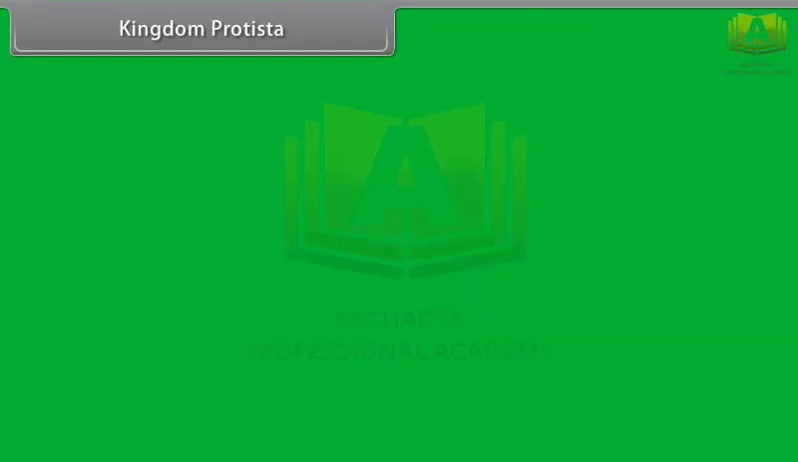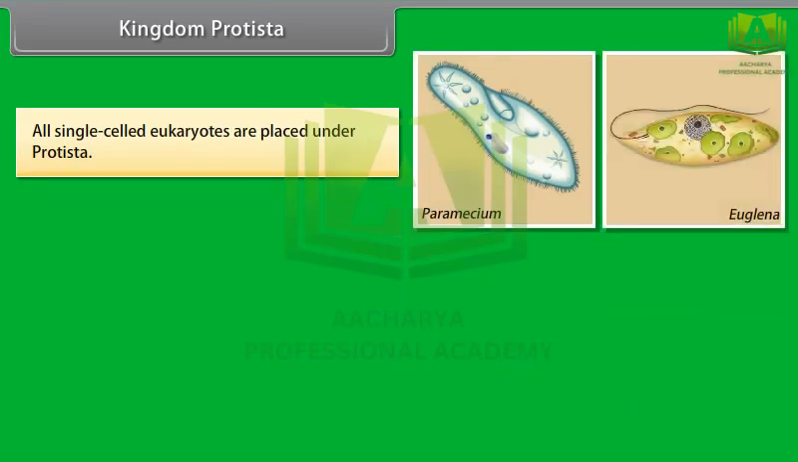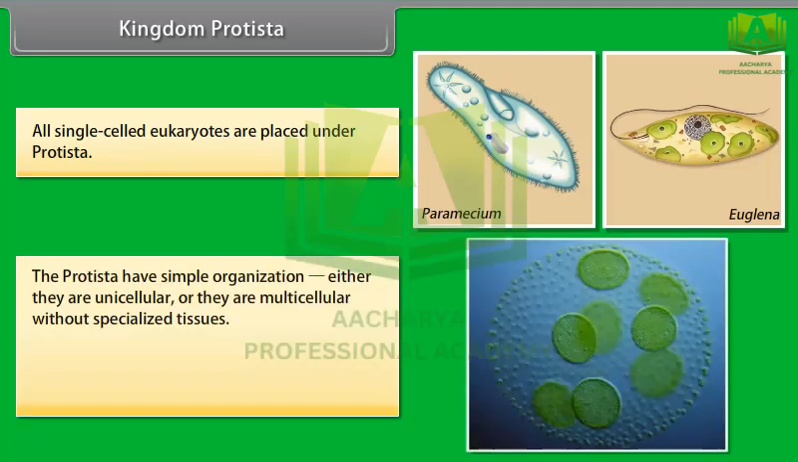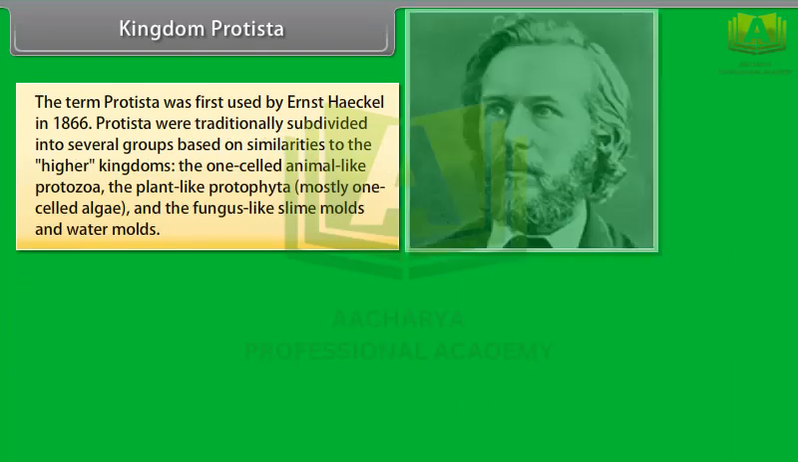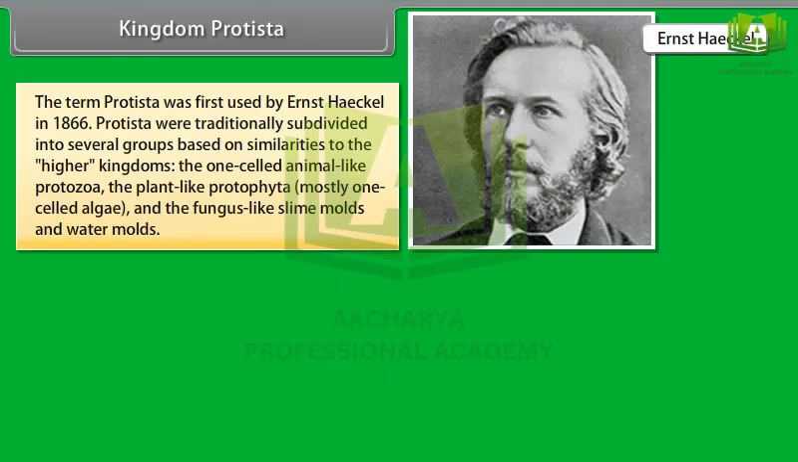Kingdom Protista. All single-celled eukaryotes are placed under Protista. The Protista have simple organization. Either they are unicellular or they are multicellular without specialized tissues. This simple cellular organization distinguishes the Protista from other eukaryotes such as fungi, animals, and plants. The term Protista was first used by Ernst Haeckel in 1866. Protista were traditionally subdivided into several groups based on similarities to the higher kingdoms: the one-celled animal-like protozoa, the plant-like protophyta, mostly one-celled algae, and the fungus-like slime molds and water molds.